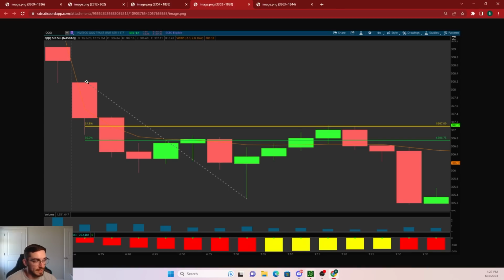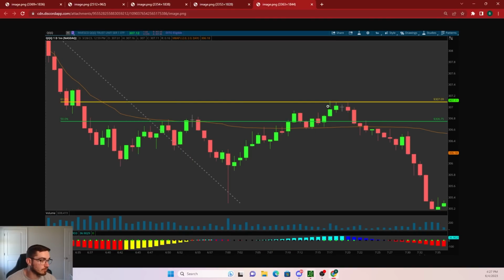Looking at QQQ right here, I took the high point right here to the low point right here, so the opening high down to the daily low. As price pushed back into the 61.8, I have the 1 minute screenshot. You can see rejection, rejection, rejection, giving you a short position, stop loss right above these highs right here, and price melted all the way back down into a low of 305 from around 307, with the stop loss set somewhere around 307.2 to 307.3.